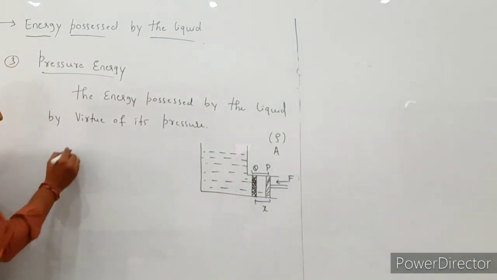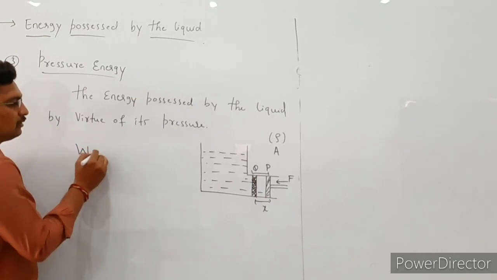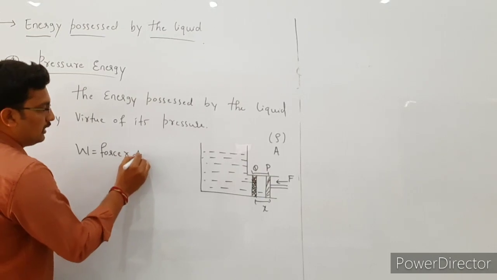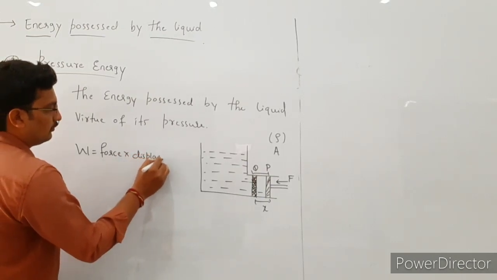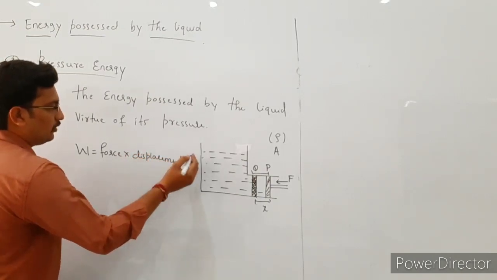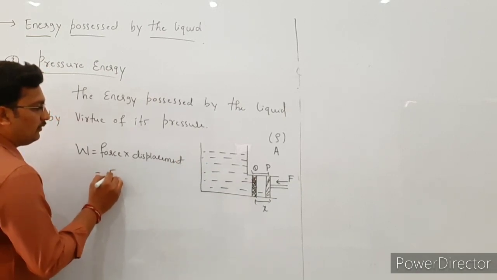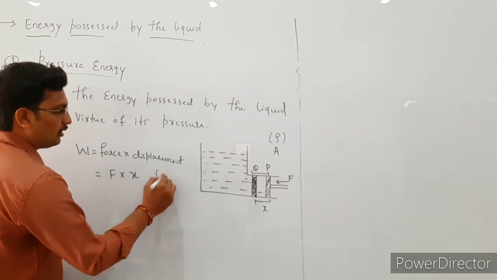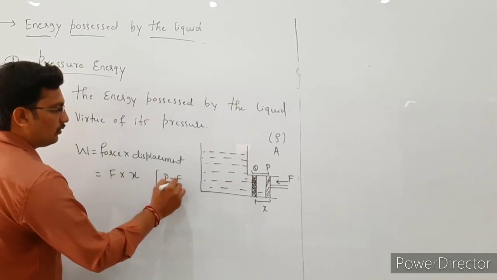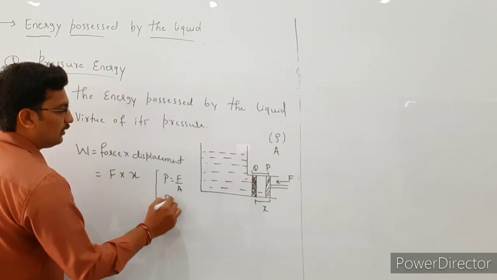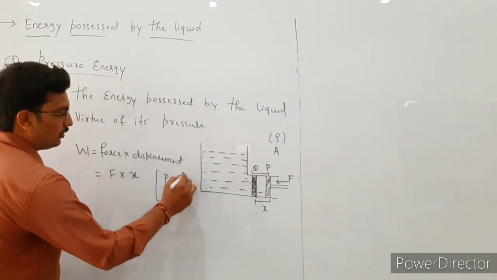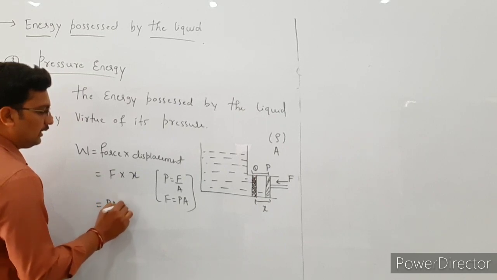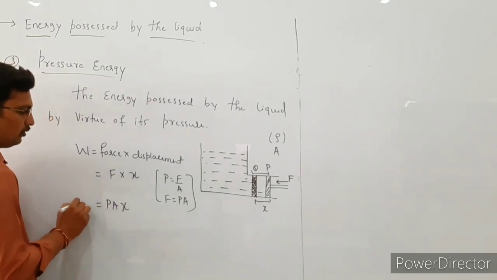Then work done, as we already know, is force into displacement. Here the force is F and the displacement is X. From the definition of pressure, pressure is equal to force per unit area, so force equals pressure into area. Substituting the F value, pressure into area into X is the work done.